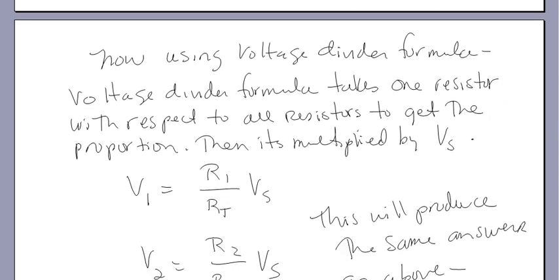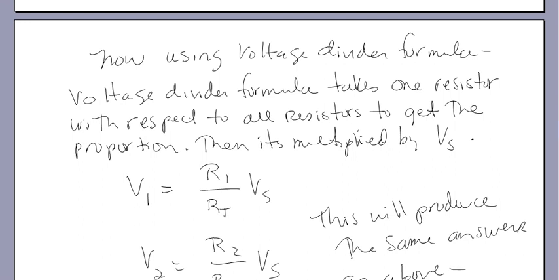Okay, now using the voltage divider formula. So basically you can use Ohm's law all the time, but the voltage divider formula is just another way to get voltage drops. It basically takes the proportion of one resistor with respect to the total resistance multiplied by the voltage source. It gives just the proportion of voltage that's dropped.